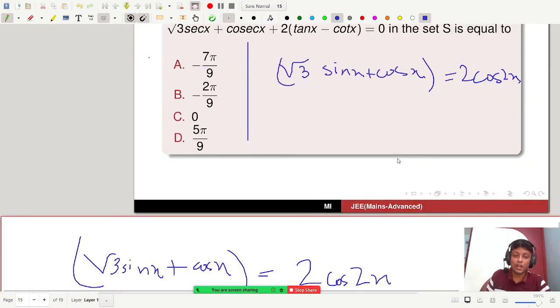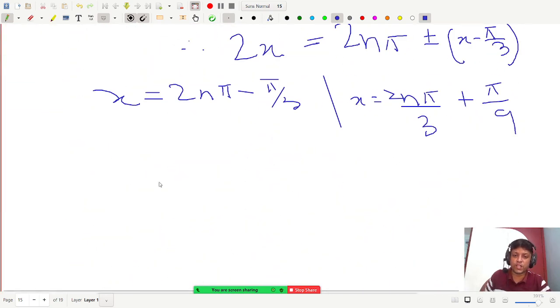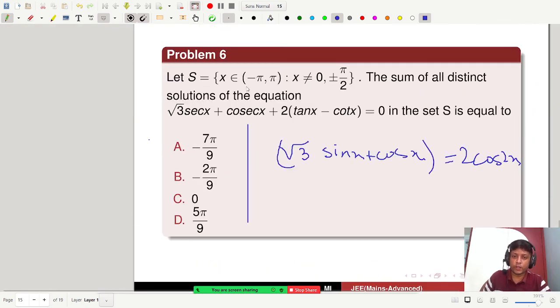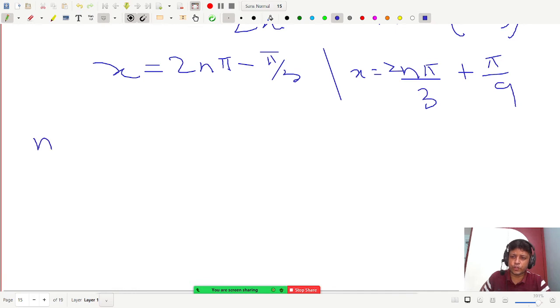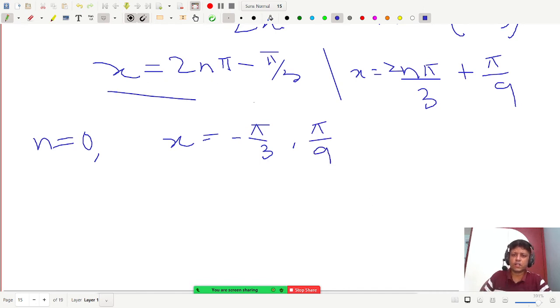So in that case, you have to substitute the values which satisfy the range minus π to π. Look at that, minus π to π. So let us substitute n equal to 0. For n equal to 0, you have x equal to minus π/3, π/9. Two values from the first and from the second.